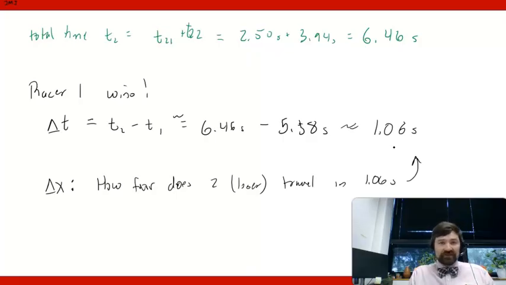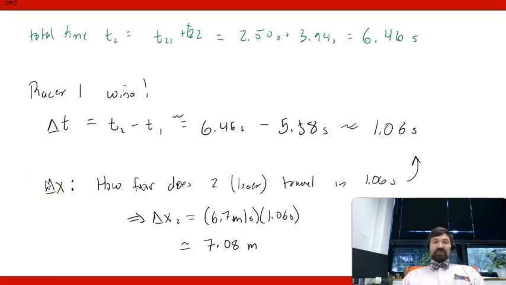You can also figure out the distance. You can also find the distance by multiplying that time that we've just found, by subtracting the two times from each other, by the speed that the loser has, that number 2 has in this case. And so for that you end up getting 7.08 meters. So you could conclude that Racer 1 wins. He wins by 1.06 seconds approximately, and racer number 2 still has 7.08 meters to go when racer 1 crosses the finish line.